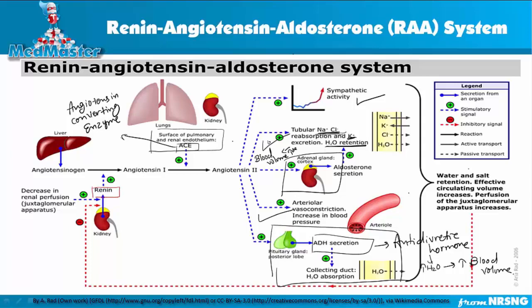So have a better understanding of the RAA system, and then we can understand ACE inhibitors, ARBs, and renin antagonist medication very easily, which we're going to cover in the following presentation.